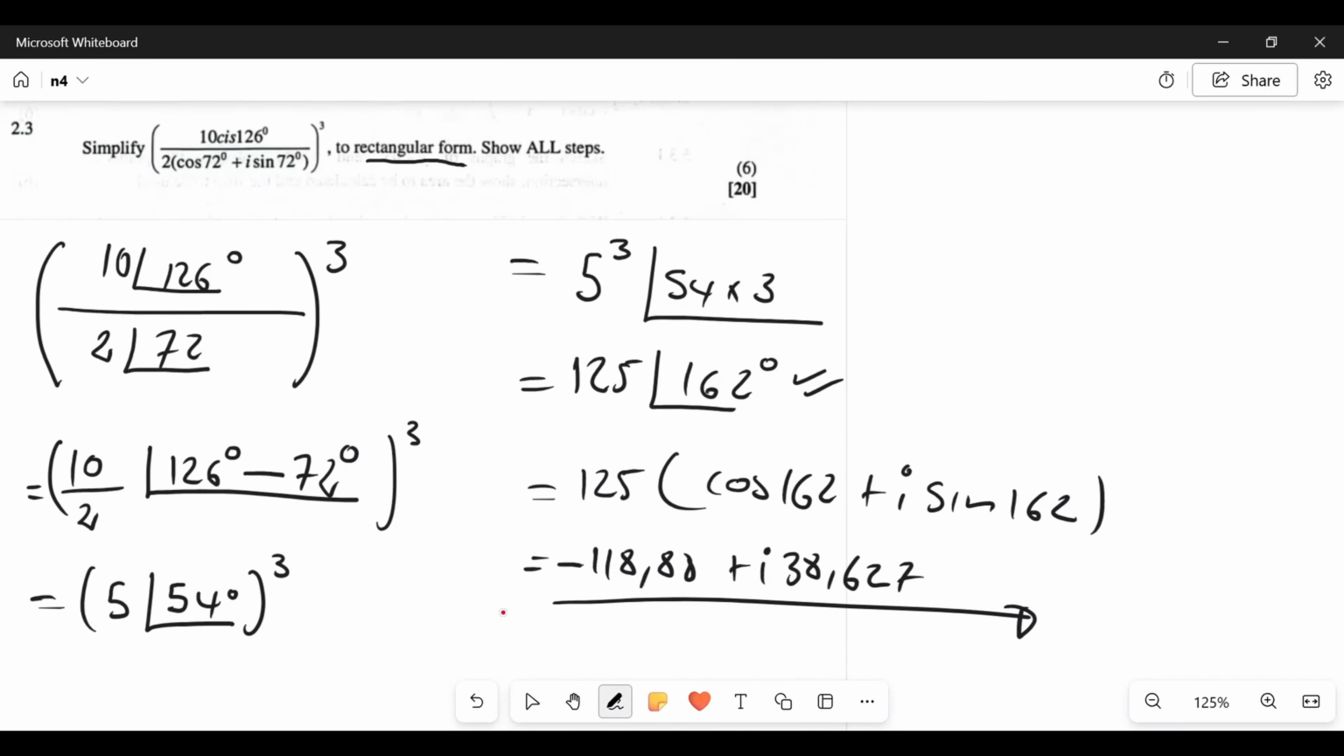I hope you guys managed to understand how to solve this type of question. As you can see here, we use the De Moivre's theorem, and also we divided complex numbers in a polar form. And lastly, we converted from polar form to rectangular form. Again, I'm going to leave a playlist that contains all the methods that we use to solve this problem here on the description, just in case you want to learn about them.